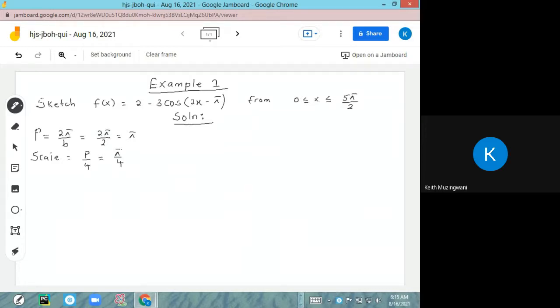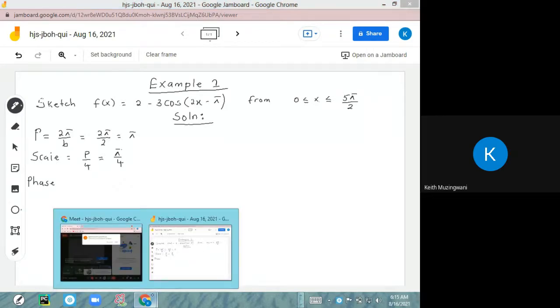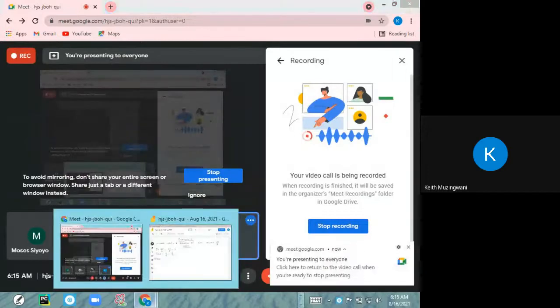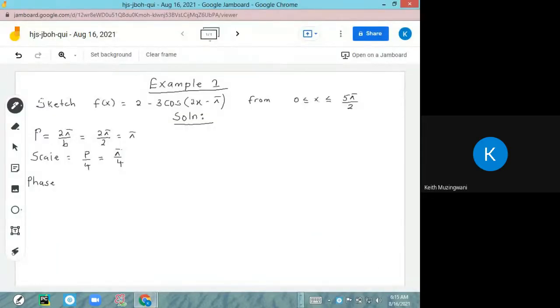Okay, so now what I'll do is, let's just keep the question the way it is. Then we go to the horizontal shift, or the one we call the phase shift. We are looking for a starting point, the phase shift, which is sorted out by having 2x minus pi equal to 0. So we'll get x is equal to pi over 2. This is our starting point. Okay, so we can now be able to sketch.